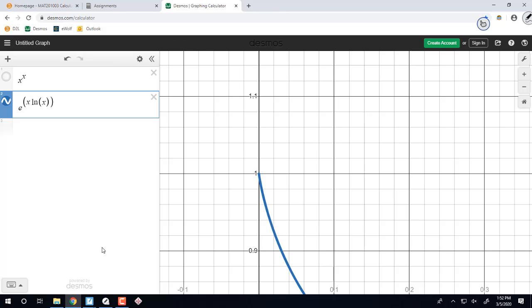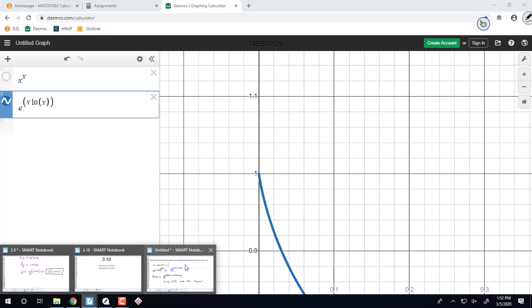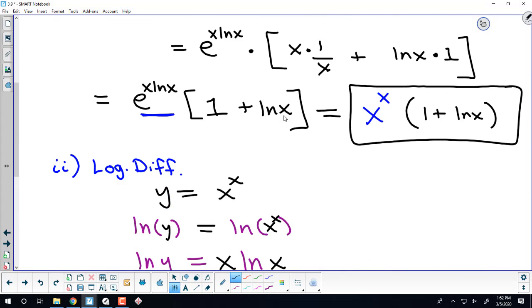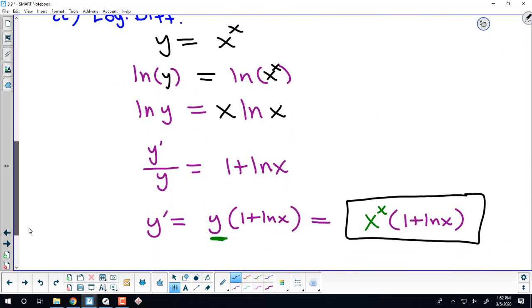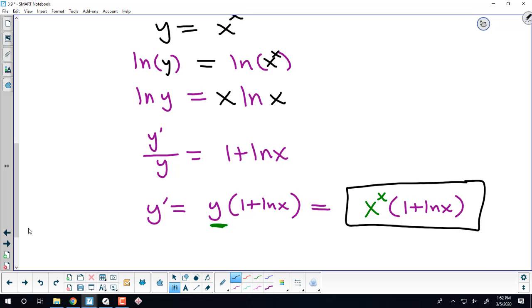So anyhow, you've got two methods to take the derivative of functions like x to the x, sine of x to the natural log of x. One of them you can rewrite using e and natural log. The other method is logarithmic differentiation. Does anyone have any questions on that?